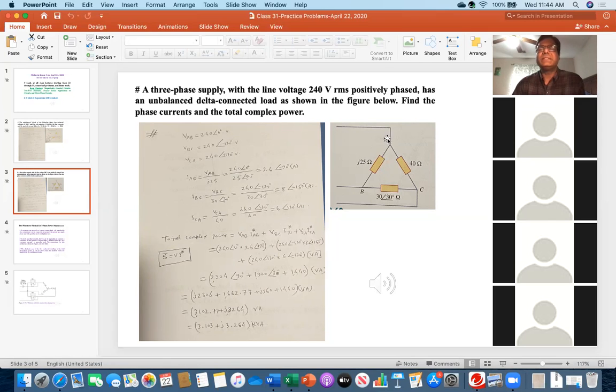So IAB is VAB over that respective impedance, j25. So it gives me 9.6 angle minus 90°. Similarly, IBC is this and ICA is this. You see that all three currents are different in magnitude and phase angle. Okay, now that is fine. So now total complex power.